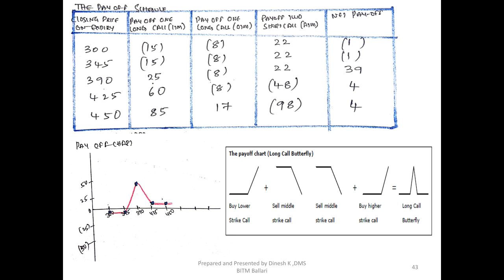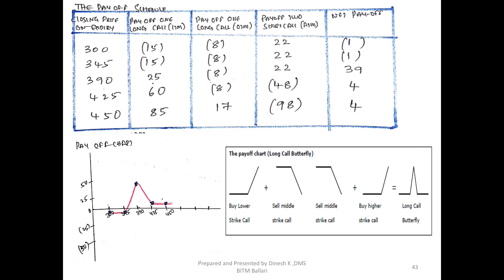Similarly in the case of 450, I have an obligation to sell for 390. When the current market price is 450, I'll make a loss of 60 rupees per contract. Since I already received 11, the combined loss for the two units would be 98.